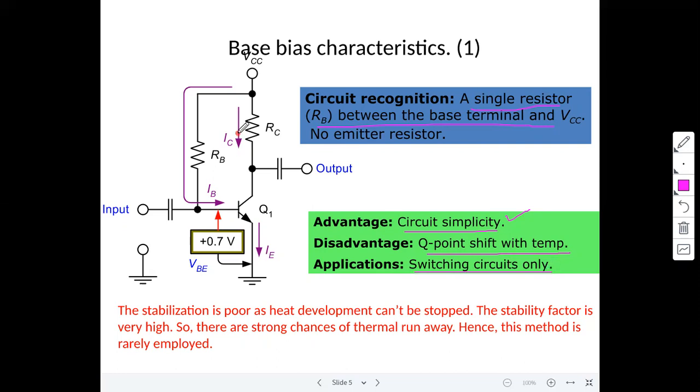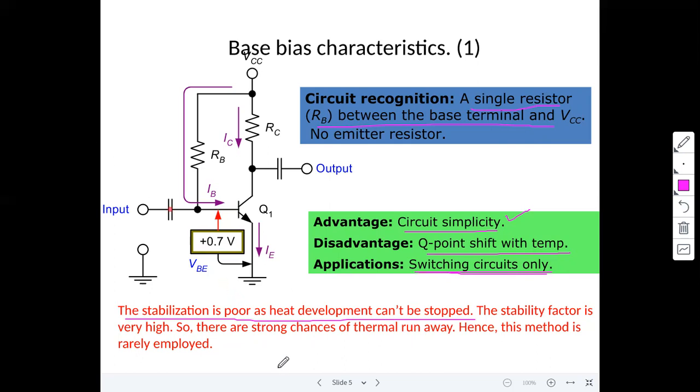This configuration is mainly used in switching circuits only. This type of biasing is not used in amplifier applications. Why? Because the Q point or operating point is highly affected by temperature. That's why the main application of this configuration is switching circuits only. Coming to stabilization, stability is very poor.